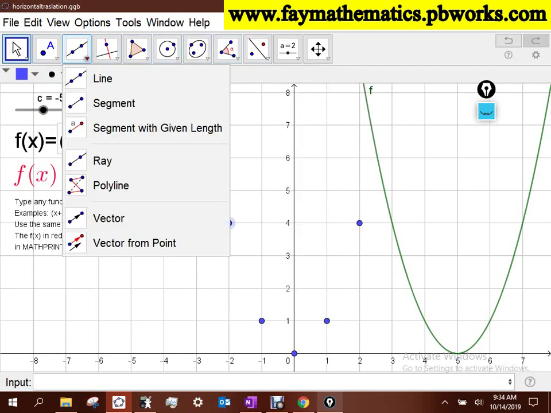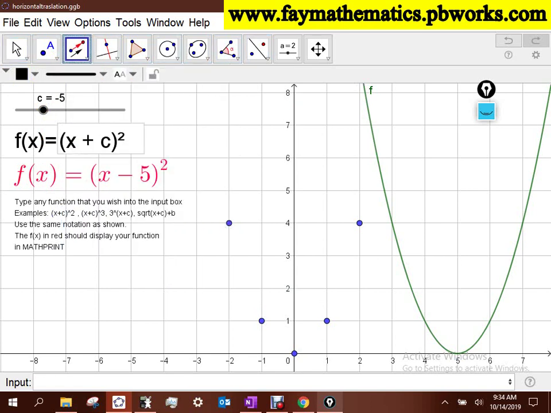I'm going to put a vector in here, from there to there. How do I put the vector in? I want a vector 5, 0. So vector, 0, 0, 5, 0. There we go. All right, so here's my vector.